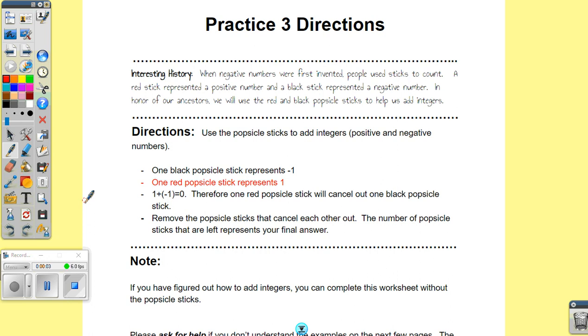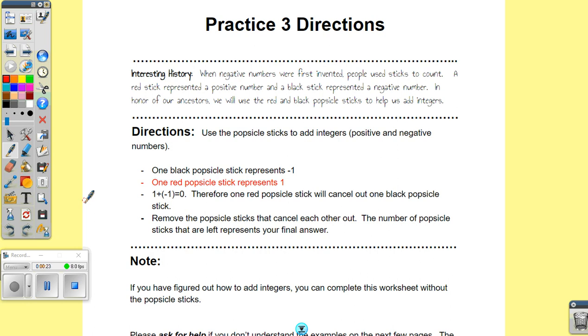Hello. The purpose of this video is to discuss how to add integers using the red and black popsicle sticks. It's not a mandatory video for you to watch. However, if you think that you need a little bit more explanation, then this video is certainly for you.